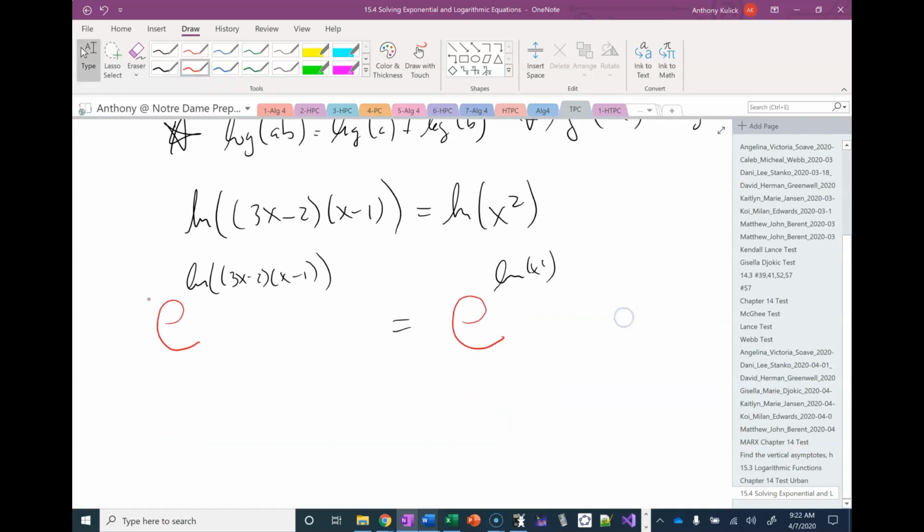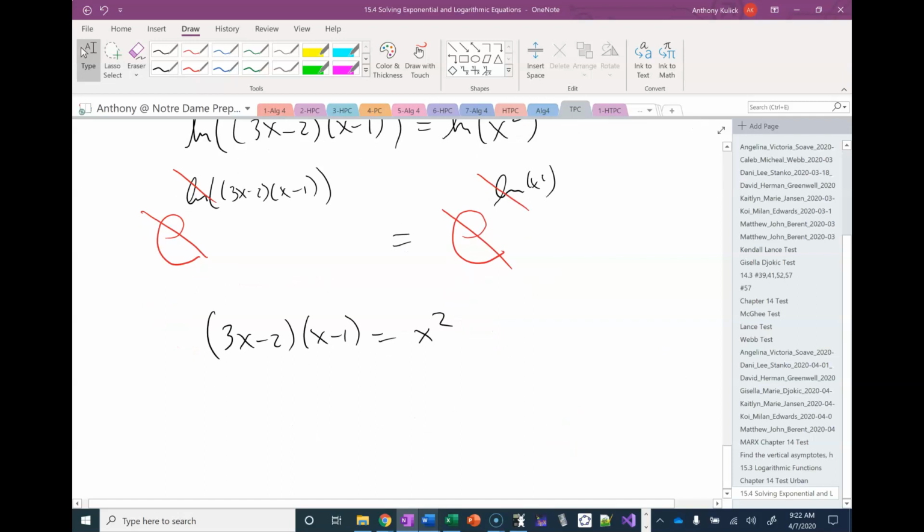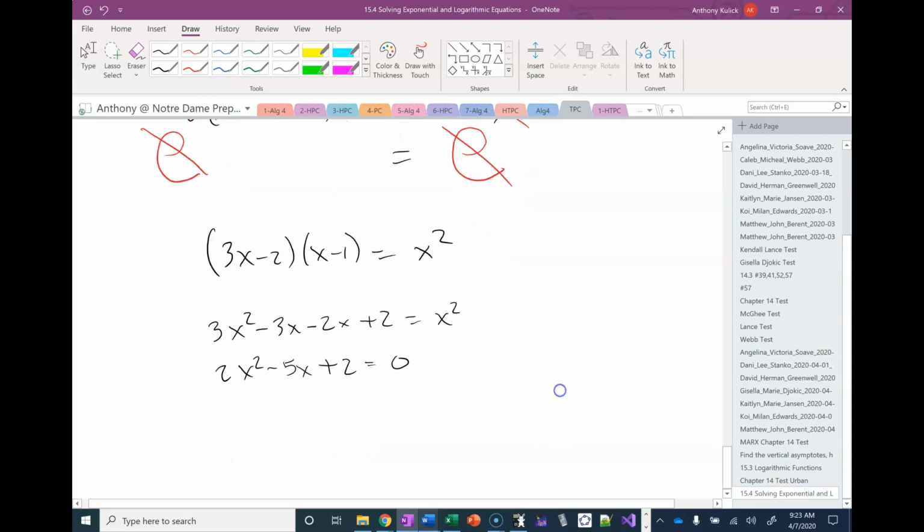Okay. And so I know the exponent base e will cancel the log base e, and what I'm left with is this polynomial equation. So to solve this, I'm just going to FOIL this out. So 3x squared minus 3x minus 2x plus 2 is equal to x squared. And when I combine like terms and move everything onto one side, if I subtract the x squared over, I get 2x squared. I combine the 3x and the 2x to get 5x, and plus 2 is equal to 0.